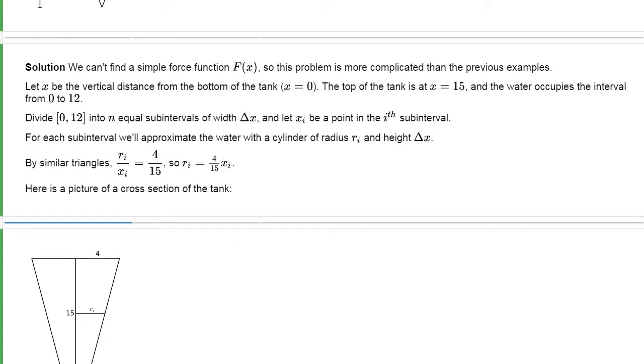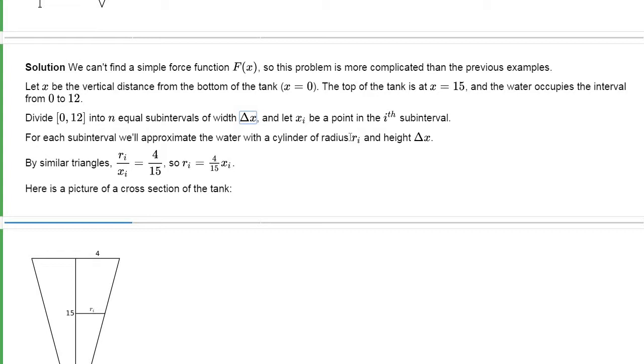Okay, well, we can't find a simple force function in this one because it's more complicated. So we're going to have to figure out our integral from scratch. So let x be the vertical distance from the bottom of the tank. So the bottom of the tank will be x equals 0. The top of the tank will be x equals 15. And the water goes from 0 until 12 at the beginning, until we start pumping it out. So we're going to divide this interval from 0 to 12 into n equal subintervals of width delta x.